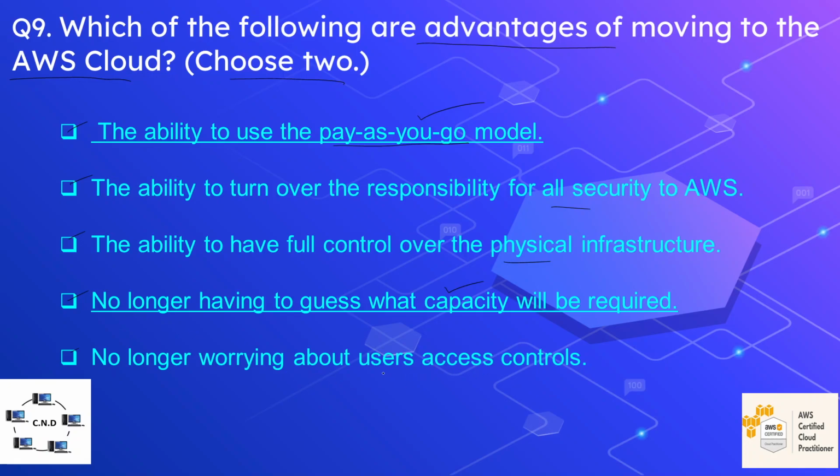While for the rest, access control is basically the user's responsibility. He has to worry about it and do it. The control of the physical infrastructure is with AWS. It is not in the control of the customer. AWS is in control of the physical infrastructure, and that's it about it. Let's get to the next question.